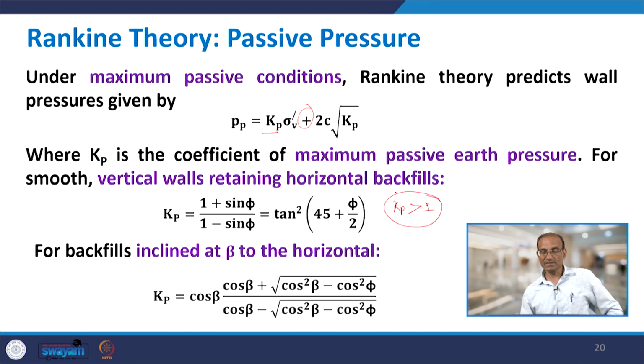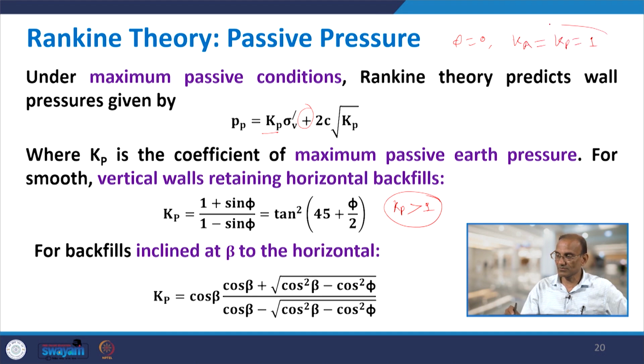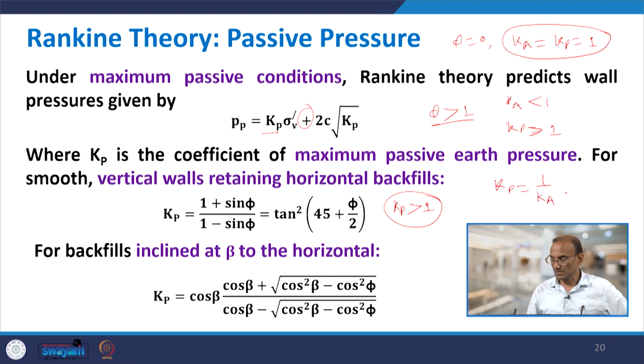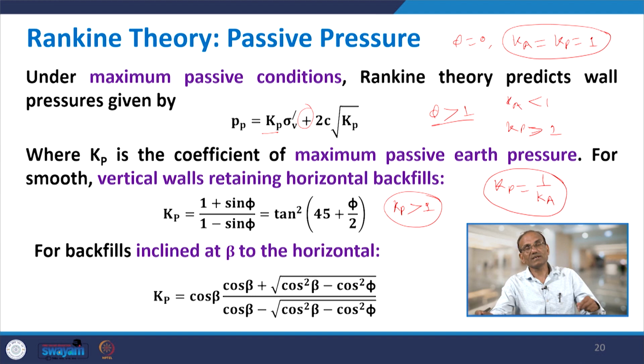So, basically you can prove that for phi equal to 0, both Ka and Kp are the same and the value is fixed, that is 1. But when phi is greater than 0, then Ka will be less than 1 and Kp will be more than 1. In fact, for any value of phi, you can prove that Ka and Kp are reciprocals of each other, Kp = 1 over Ka, or the product of Ka and Kp will give you 1. So, Kp can also be calculated once you find the value of Ka, it is the reciprocal of Ka.